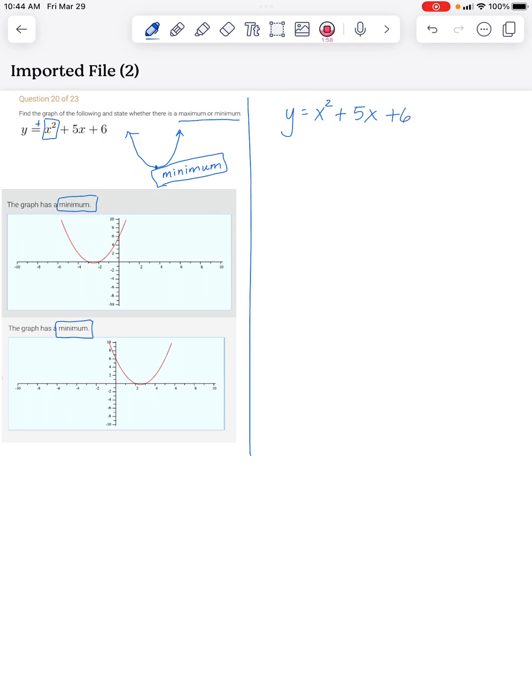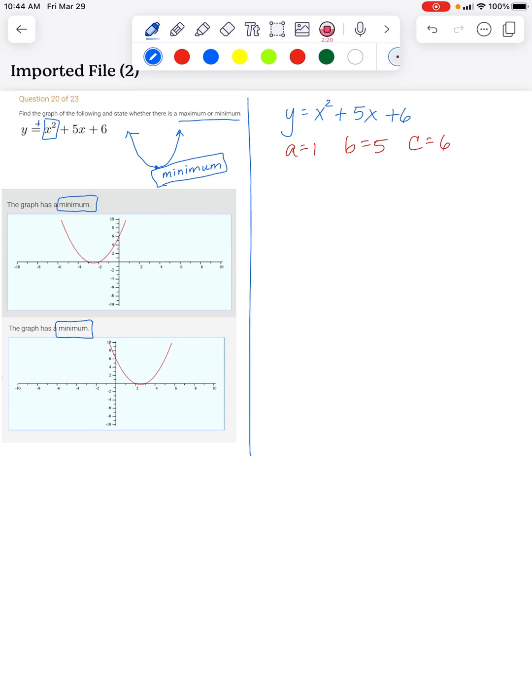We know we're going to need to have our A, B, and C terms. So I'm going to put them in a different color so they stand out. A is going to be 1, B is going to be 5, and C is going to be 6. So the process of what we're going to do here, we're going to graph our own, and then we're going to compare our graph to pick the right one. But in order to do the graph, we have to find a couple of things.